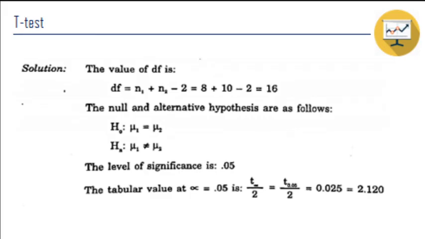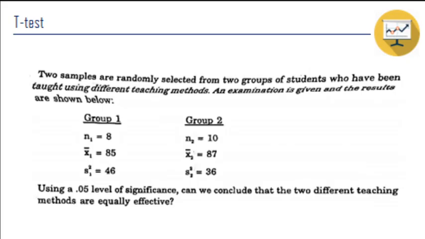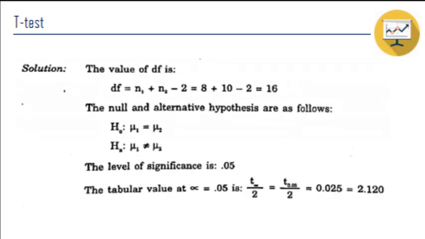So, this is the solution. The value of the degrees of freedom is n sub 1 plus n sub 2 minus 2. Dito meron tayong dalawang sample size, which is n sub 1 and n sub 2. So the formula in getting the degrees of freedom in that case is 8 plus 10 minus 2, equal to 16. So the degrees of freedom is 16. Again, kapag dalawa ang sample size natin, my dear students, ang formula is n sub 1 plus n sub 2 minus 2.